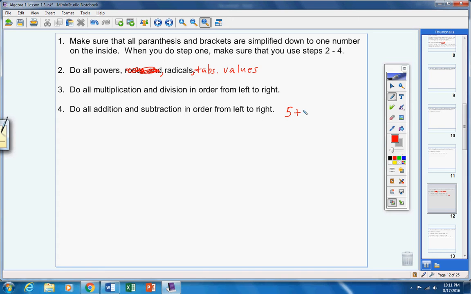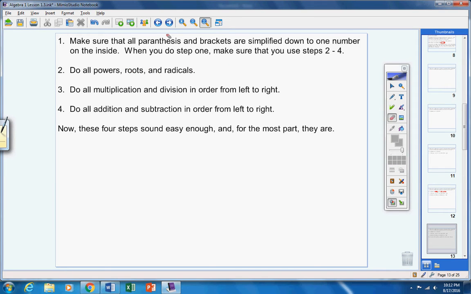So if I have 5 plus 6 minus 3 plus 10, a lot of students think that you first do your addition and your addition. 5 plus 6 is 11, minus 3 plus 10 is 13. And that's incorrect. You do your addition and subtraction at the same time. So 5 plus 6 is 11. 11 minus 3 is 8. And 8 plus 10 is 18. Okay, so understand that, alright? Now, honestly, I know it might sound a little confusing, but for the most part, these steps sound pretty easy, and they are, for the most part.